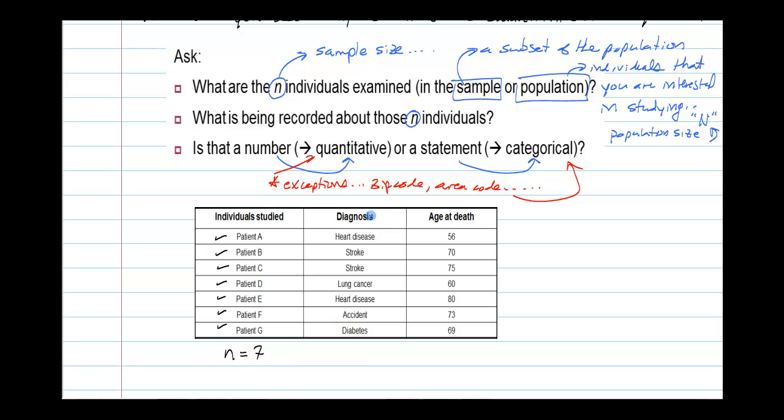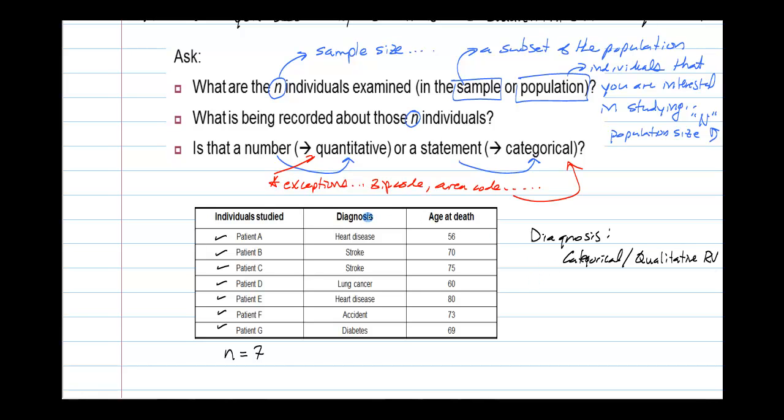Now next I have diagnosis. The particular diagnoses that I'm looking at are heart disease, stroke, lung cancer, accidents, and diabetes. These are not numbers. They are basically a category of death, and so diagnosis would be a categorical random variable. Now remember, another name for categorical is qualitative. And we use RV to represent random variable, and we'll talk about the idea of randomness as well.